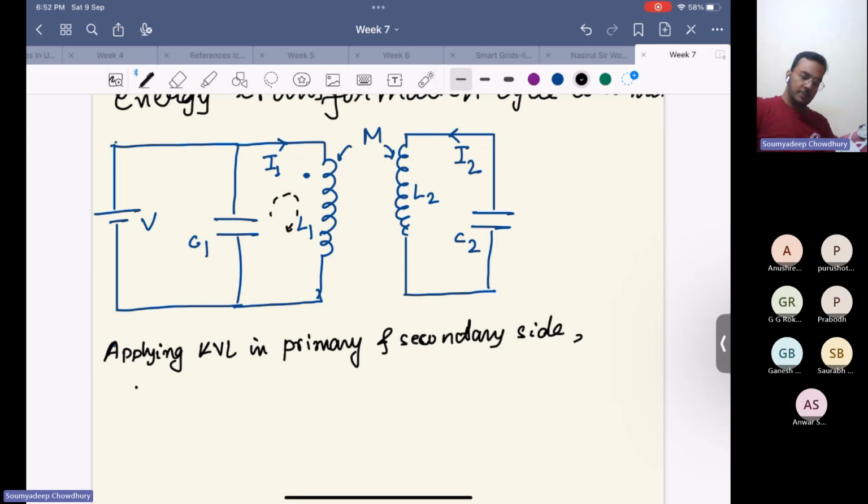What will be the voltage? Can anyone tell what will be the voltage across C1 in terms of I1? It will be same as V. Yes, it will be same as V, but we want to write it in terms of the current I1. So can we write it like this? Is it fine?